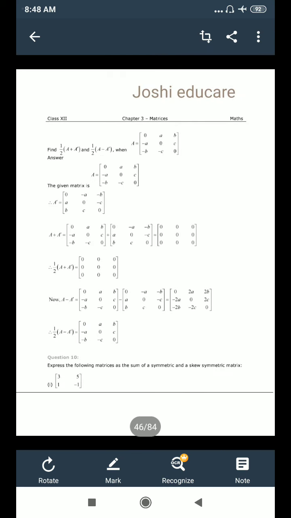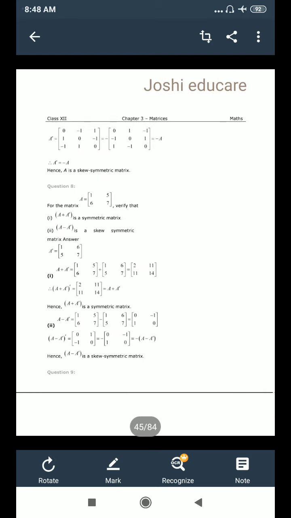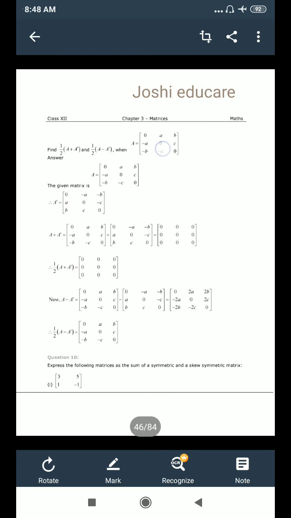Question number 9. One matrix is given asking to find half of A plus A transpose and half of A minus A transpose. So these questions are very, very simple. A is given, you get the A transpose, means change first row to first column, second row to second column, third row to third column. Now add both of these two. So we are adding these two.